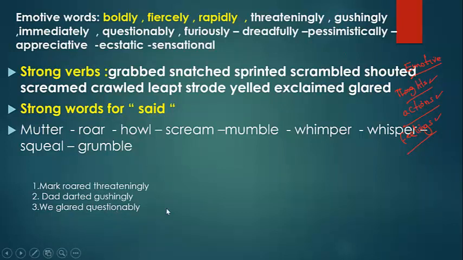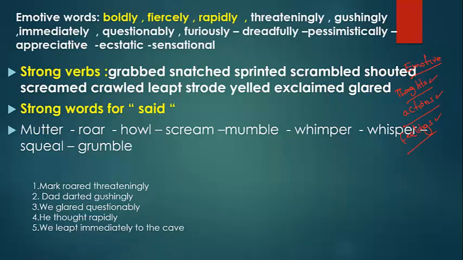Questionably means somebody is in doubt or just asking. Number 4, he thought rapidly, so he doesn't have time to think slowly. Finally, we leapt immediately to the cave. Number 6, the child growled dreadfully. Okay, these are 6 examples of how to use strong words, either strong verbs, emotive words, and some alternatives or substitutes for the word said. Let's practice.